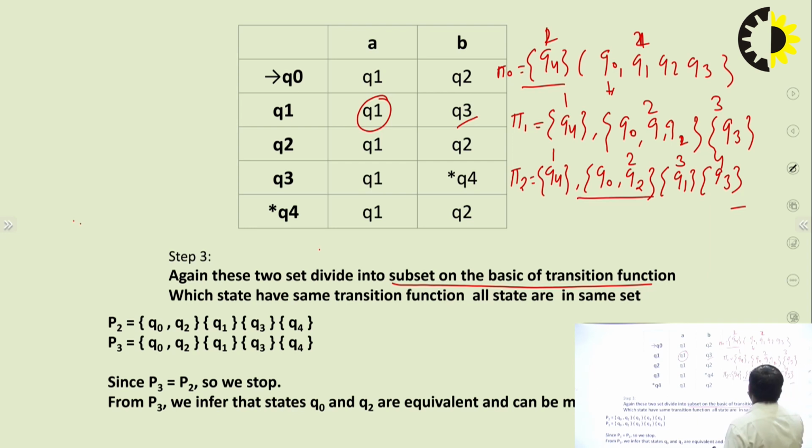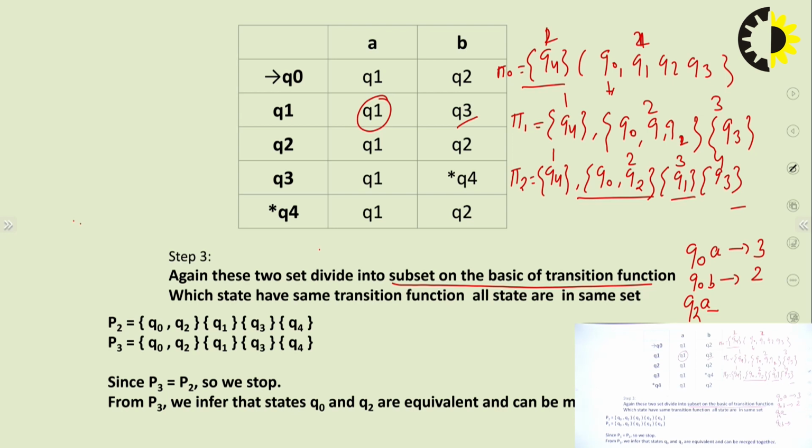So we check only the transition function of Q0 and Q2, Q0A and Q0B, and Q2A and Q2B. Q0A is Q1, which lies in Q1, that means set 3. Q0B is Q2, and Q2 lies in set 2. That is the transition function of Q0.